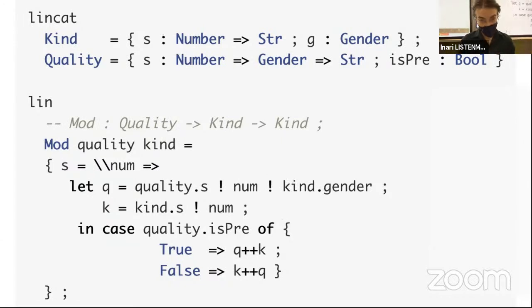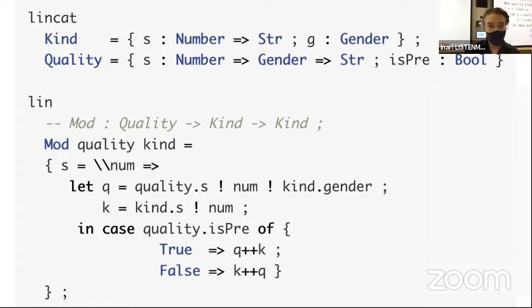Sorry about the distraction. So this is the example I just showed. We have the inflection table from number to string, inherent gender, and the quality has the corresponding variable on gender, and then it has an inherent feature whether it's pre or post.